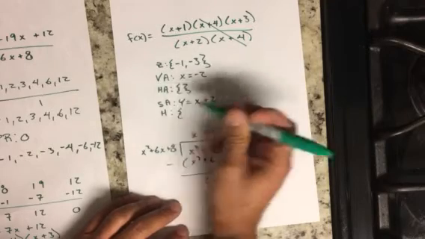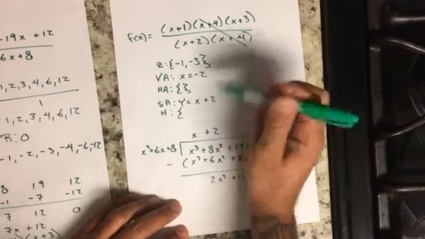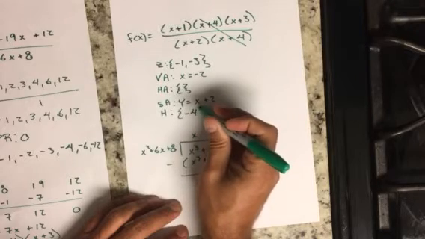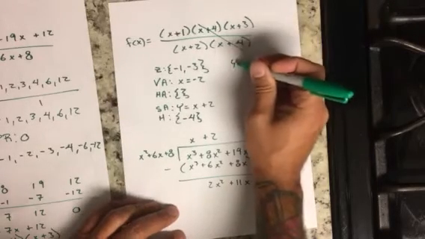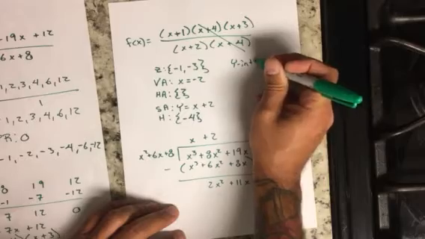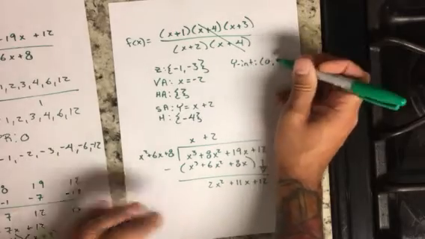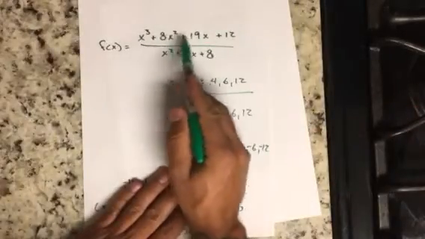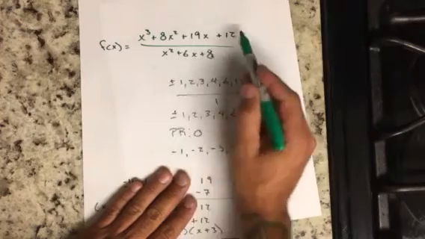Holes come from what canceled out. X plus 4 canceled out, which means negative 4 is going to be the hole. And the y-intercept, which I should have done first, but I didn't. Plug in 0: 12 over 8, which is 3 over 2.